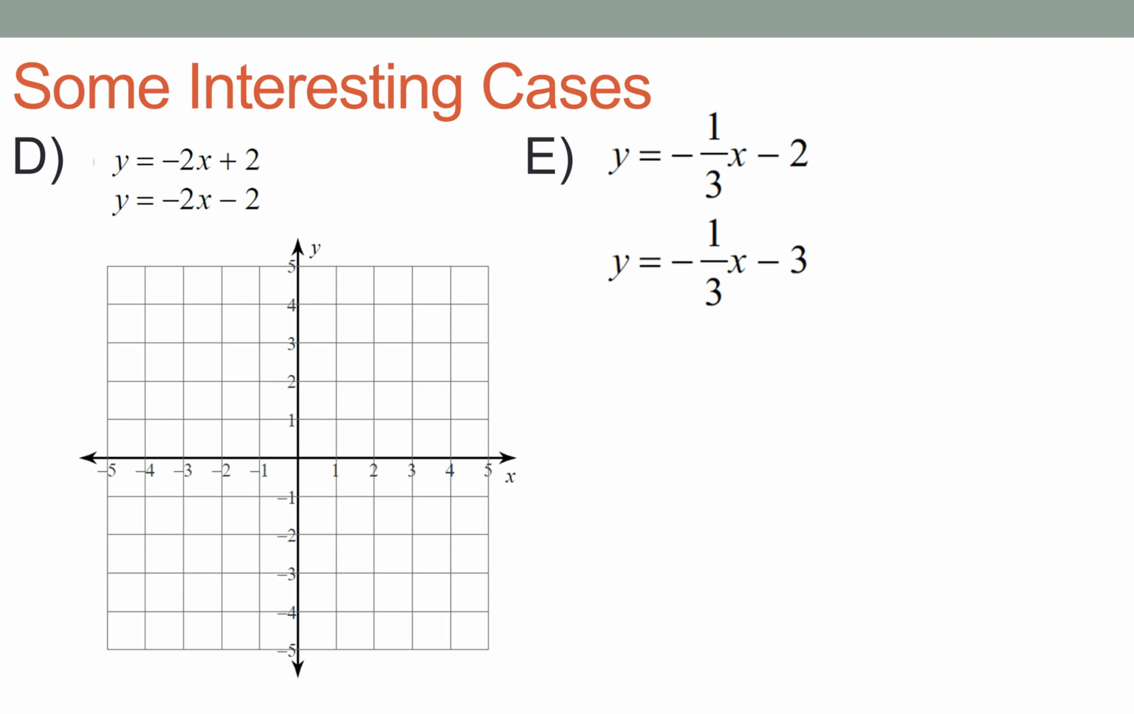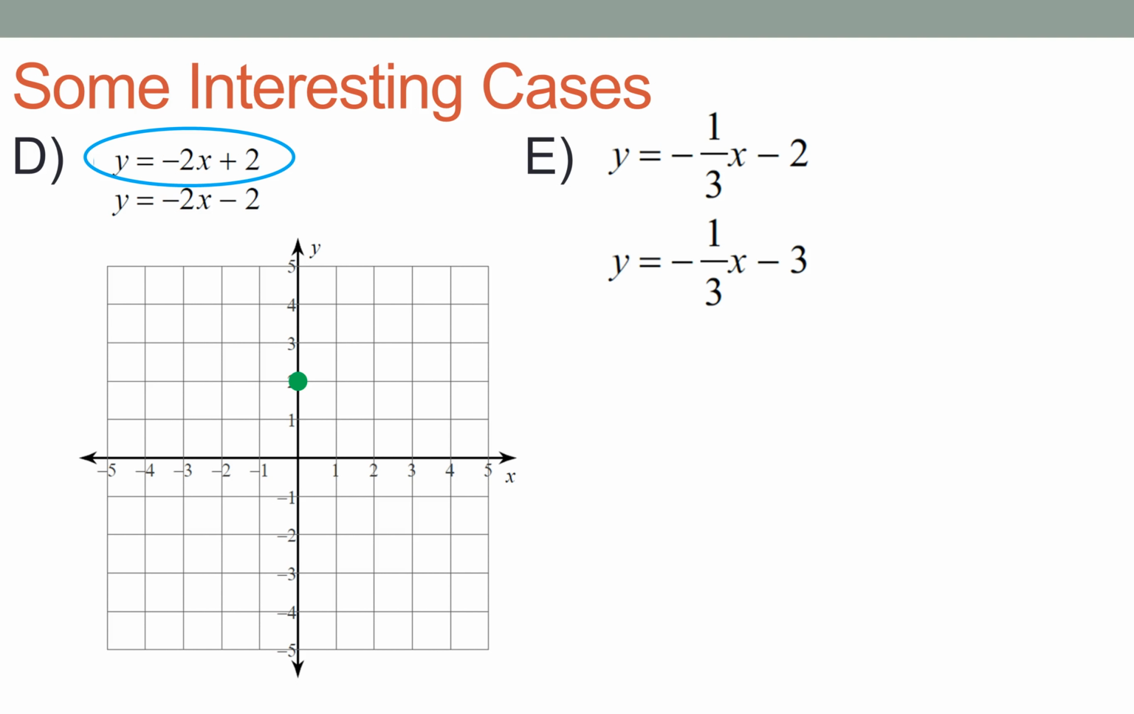We're back. Let's take a look at some interesting cases. Okay, let's take a look at example D. So I'm going to take the first equation, which I'm going to graph with a blue line. And I see that that equation is y equals negative 2x plus 2. Awesome. So plus 2, or positive 2, is my y-intercept. So you see a green dot at 0, 2.